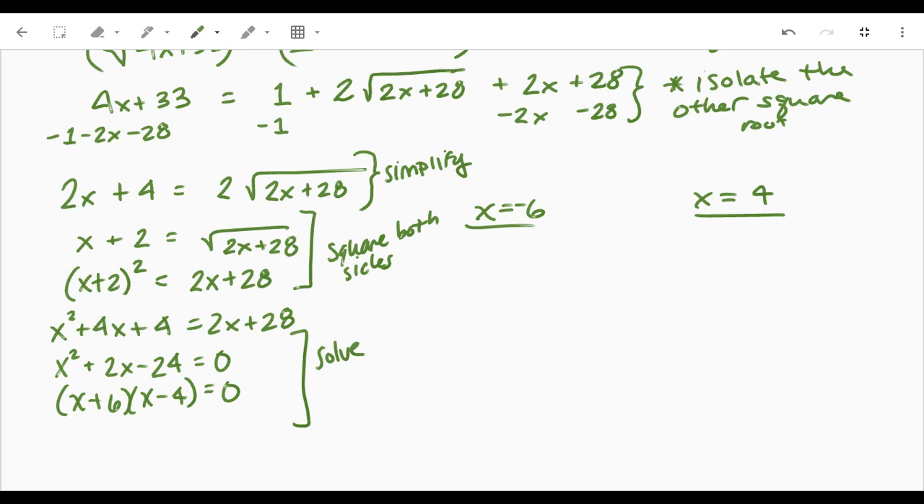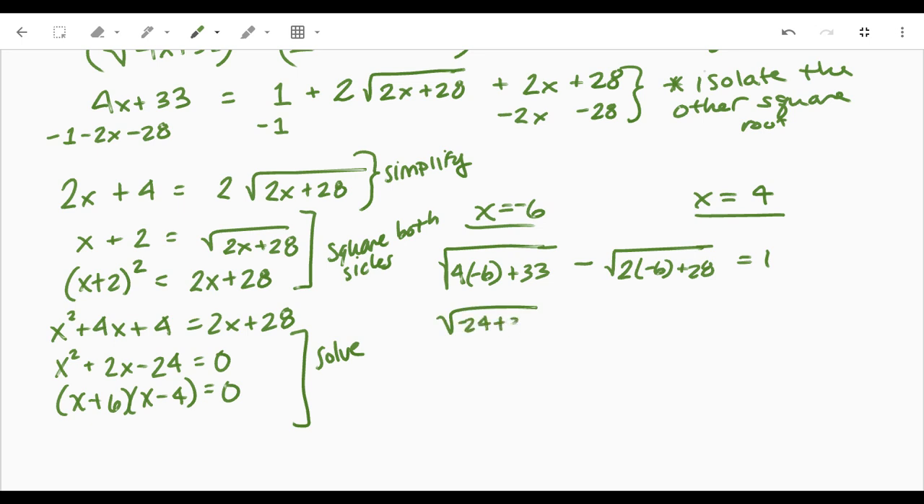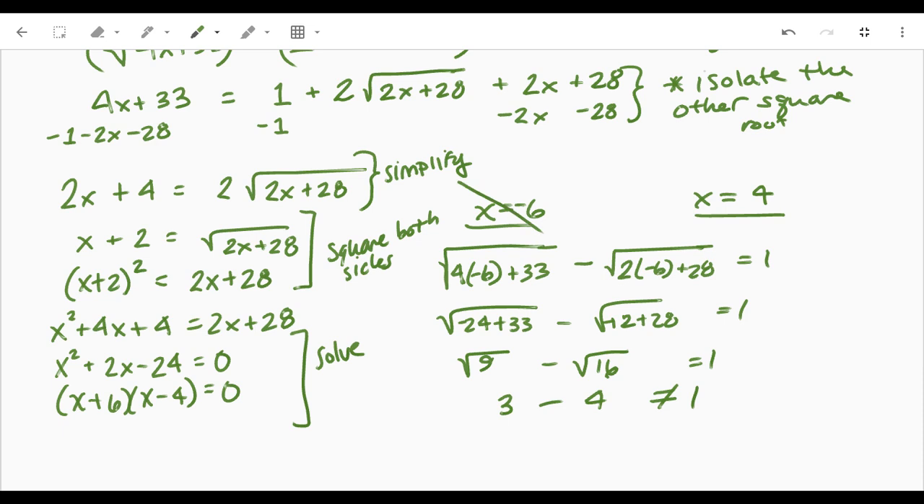Okay, but now we need to check our answer. So if we plug -6 back into the original equation, we'd have the square root. And make sure you go all the way back to the original problem. Minus the square root of 2 times -6 plus 28 equals 1. So the square root of -24 plus 33 minus the square root of -12 plus 28. This is the square root of 9 minus the square root of 16 equals 1. So 3 minus 4 does not equal 1. Okay, so that x equals -6 doesn't work.